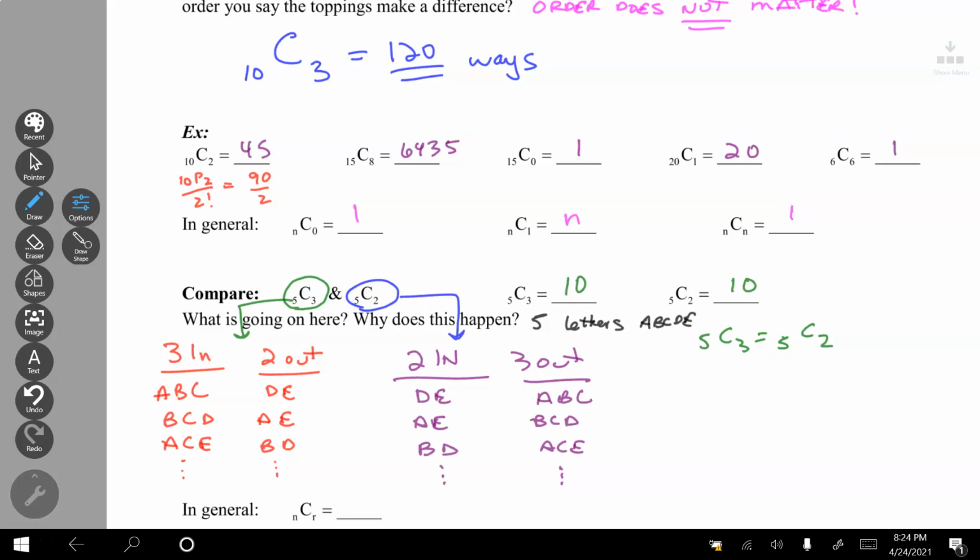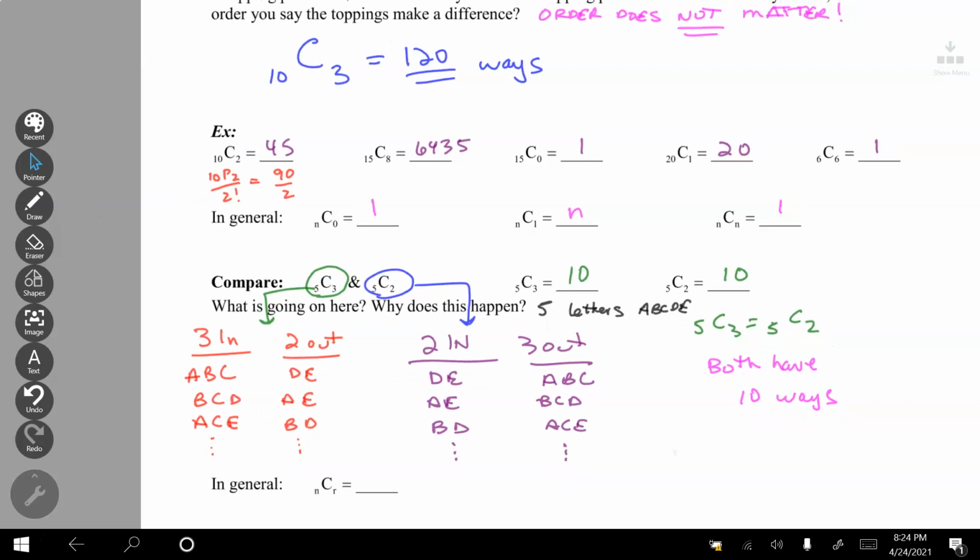And I could go ahead and list all 10 ways, but you could see that 3 in and 2 out, and 2 in and 3 out is basically the same letters. They're just switching positions of being in and out. So these both have 10 ways in which they're being done. So what does this mean for this problem?